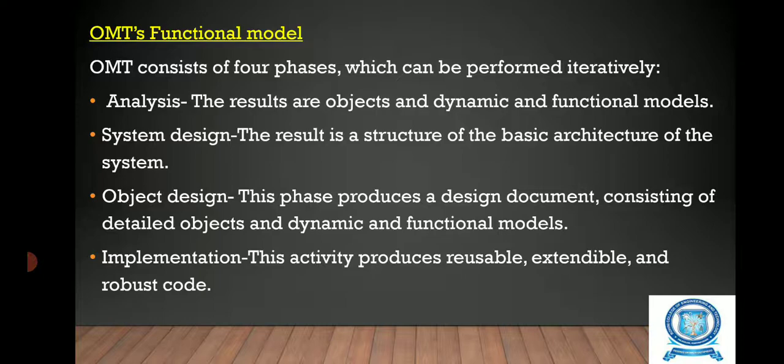OMT, that is Object Modeling Technique, consists of 4 phases which can be performed iteratively. The phases are analysis, system design, object design, and implementation. Analysis results in objects and dynamic and functional models. In system design, the result is a structure of the basic architecture of the system. Object design produces a design document consisting of detailed objects and dynamic and functional models. In the implementation phase, this activity produces reusable, extendable, and robust code.